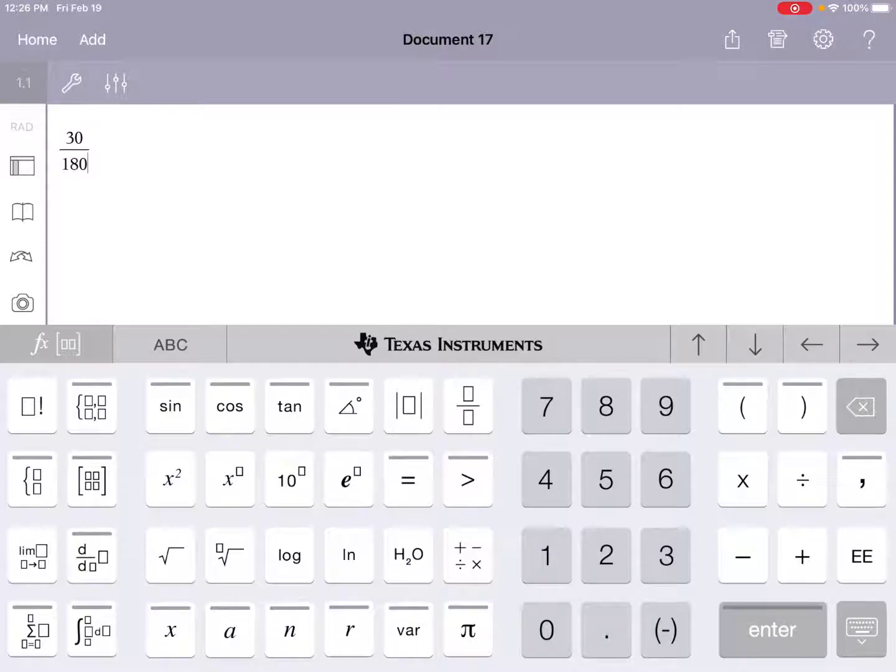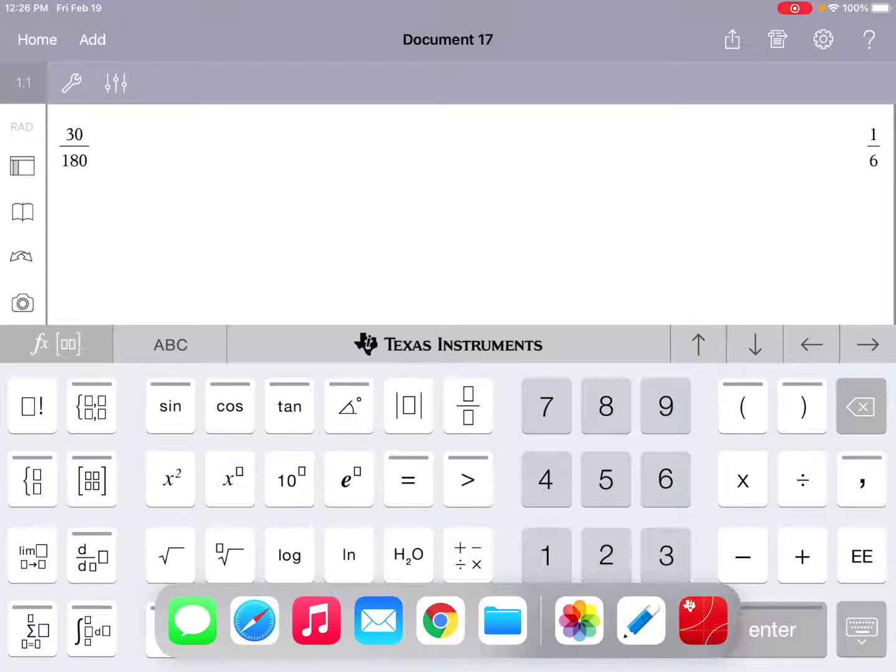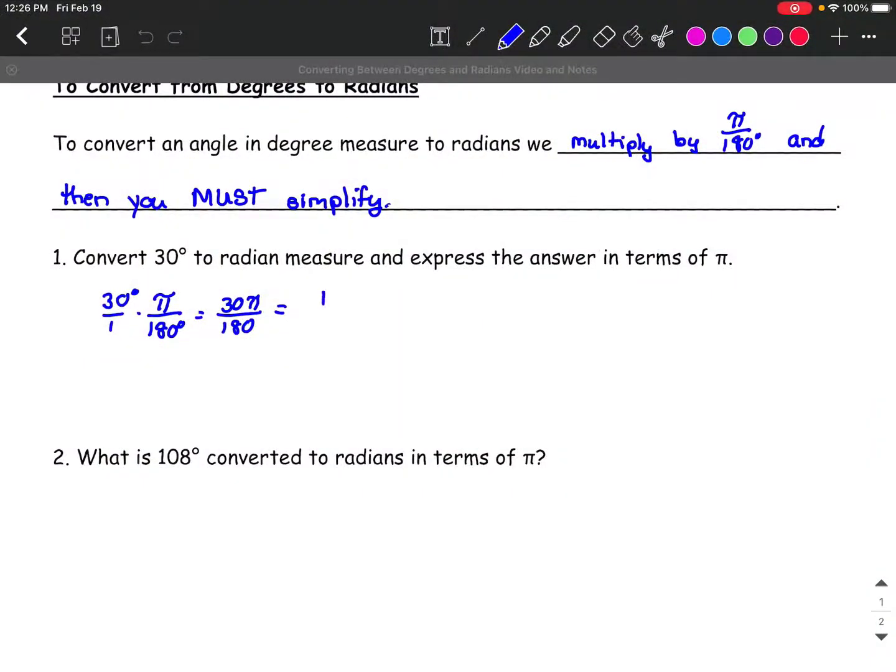So when I do this, 30 over 180, my calculator reduces it to 1 over 6. So I go back and I say, okay, that reduces to 1 over 6, but now I have to put the pi back in my answer, and now I have my radians. So 30 degrees is pi over 6 radians.